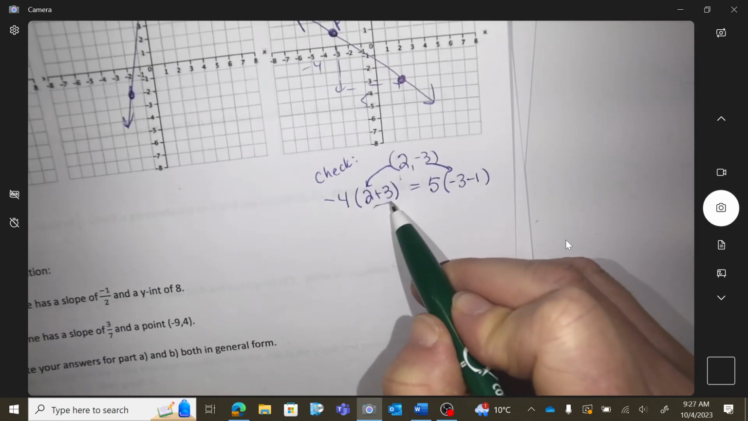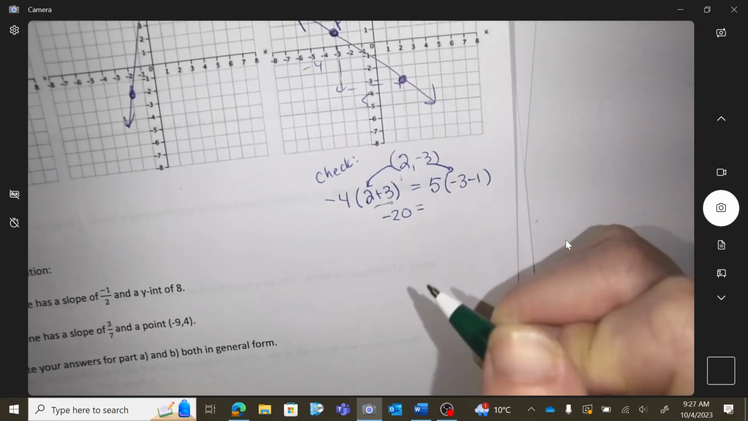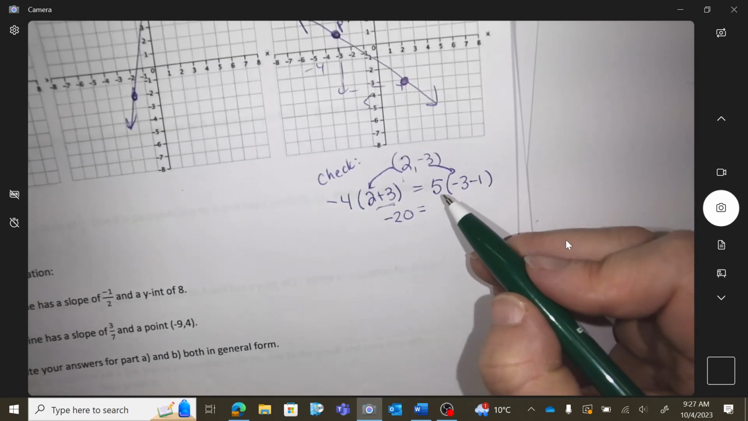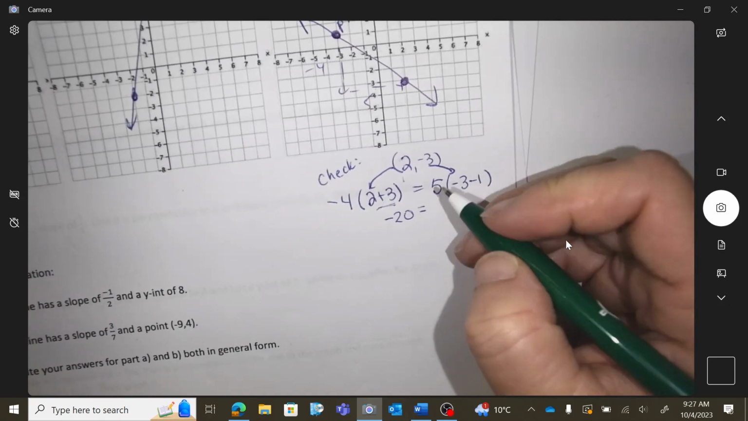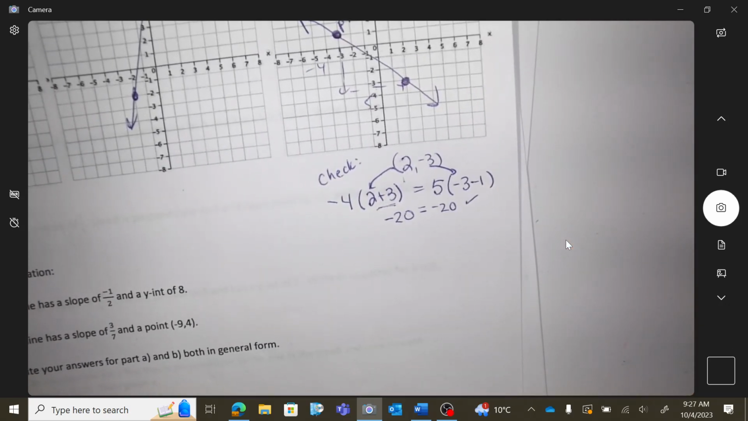So does this equation equal each other? So this is 5 times -4. So that came out to -20. And this is 5 times -4. So look at that. Our coordinate worked in that equation. So that's a check.